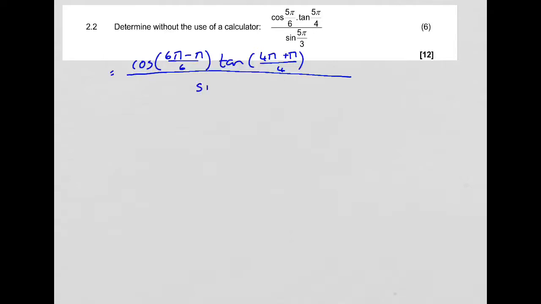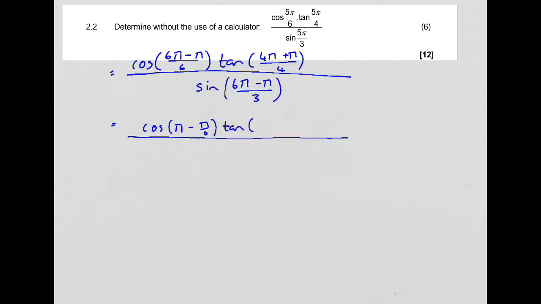Then in the denominator at least, sine, the closest multiple is 6 pi, so it'll become 6 pi minus pi over 3. Right, you don't need to show this step, but I'm just showing it to you so that we can see how we get to the next step if you didn't get it. Alright, so now we can simplify in the bracket. So cos 6 pi divided by 6 will give us pi minus pi over 6, and the tan will be 4 pi divided by 4, which is pi plus pi over 4, and the denominator becomes sine 2 pi minus pi over 3.